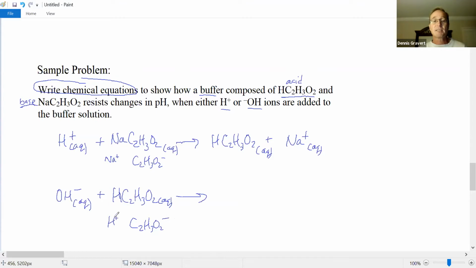So H plus, stop hanging out with this anion, go to the other anion. Hydroxide ion, you're a base, so accept H plus and turn into water, which is a liquid. And then the leftover fragment is your byproduct, acetate. And it should be the conjugate base. It is. I know, it's missing the sodium, but that's because we didn't say, hey, you had sodium hydroxide. So it's okay, full credit.